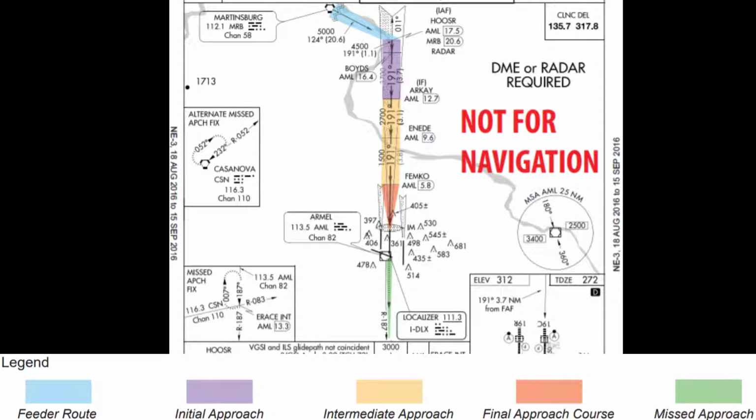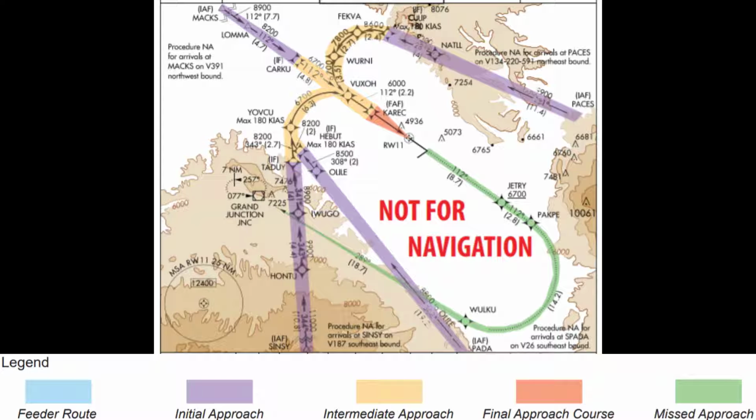Next is the initial approach, which is highlighted in yellow. The initial approach is the segment between the initial approach fix and the intermediate fix, or the point where the aircraft is established on the intermediate course or final approach course. Third is the intermediate approach, which is highlighted in yellow. The intermediate approach is the segment between the intermediate fix, which is annotated as IF on approach plates, and the final approach fix. Fourth is the final approach course, which is highlighted in red. The final approach course is a segment between the final approach fix and the runway, airport, or missed approach point.